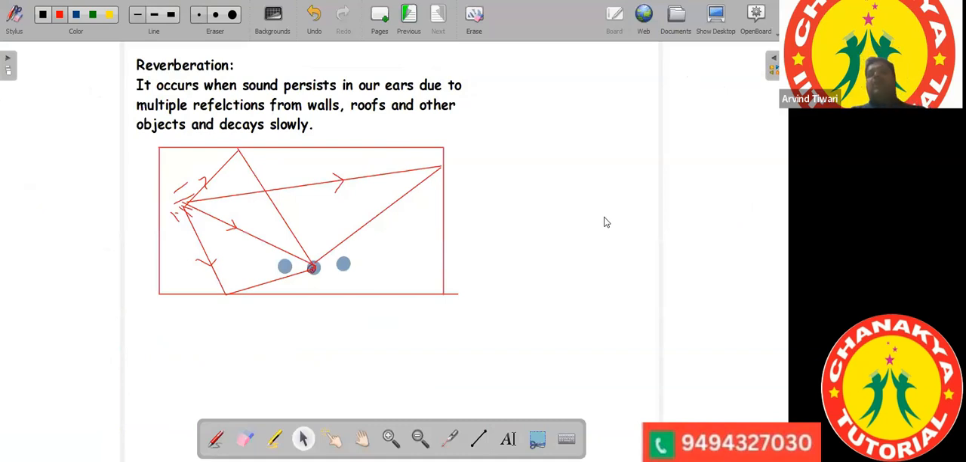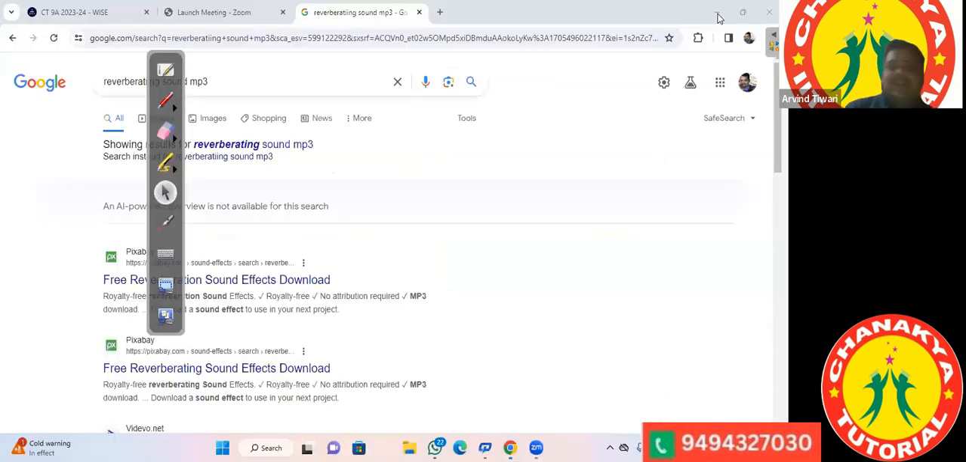Or in a room, if you try to speak with some speakers or with a mic, you will be able to hear reverberations. Okay, so I don't think that there is any other doubt in this chapter. We shall solve all the questions or assignments from this chapter now. In the last class, we were solving one of the assignments.